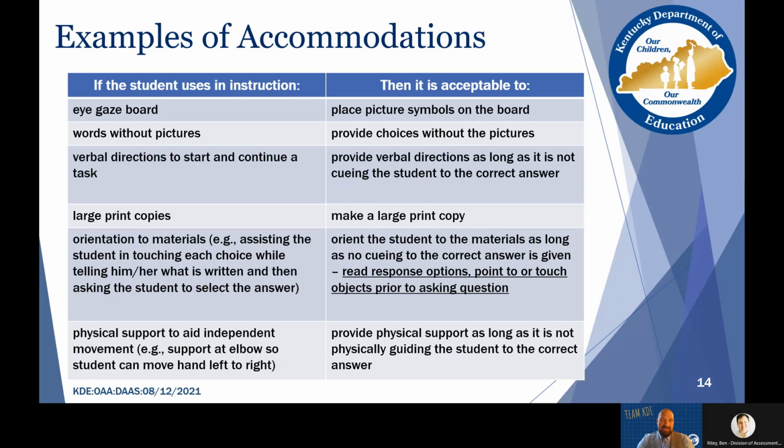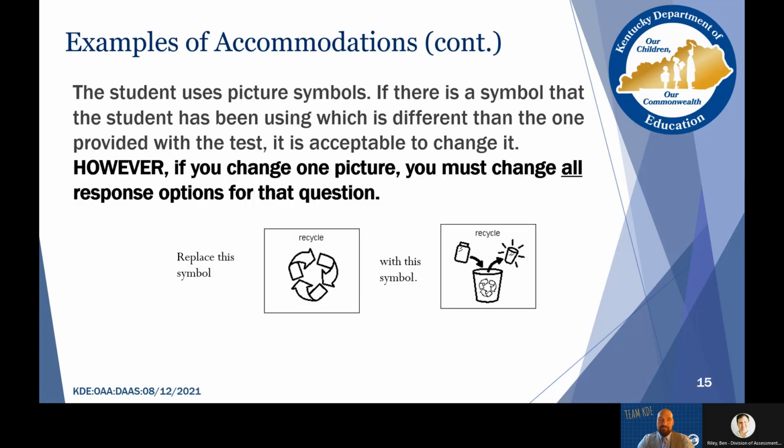Physical support is okay if it is not physically guiding the student to an answer. Acceptable physical support would be something like supporting the student's elbow or forearm so that he or she can move laterally, or supporting the student's head so he or she can see the eye gaze board. So, some examples of accommodations, we'll continue on here.